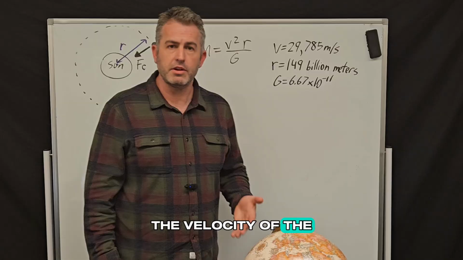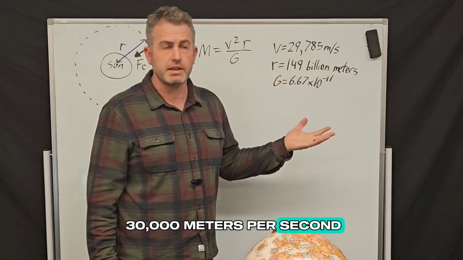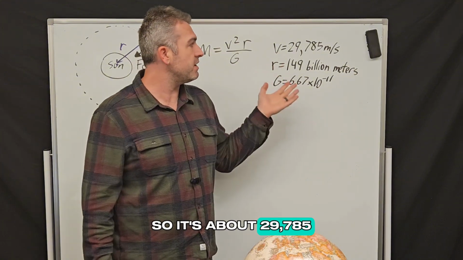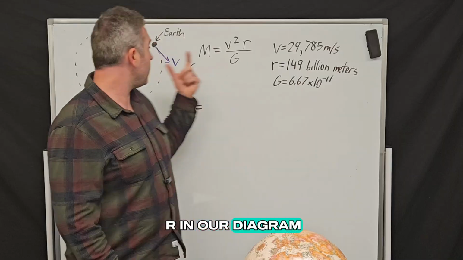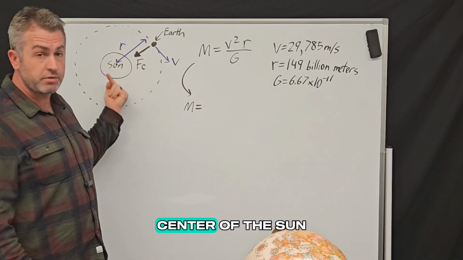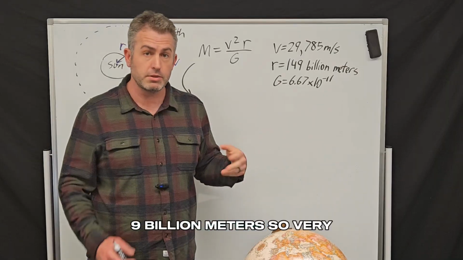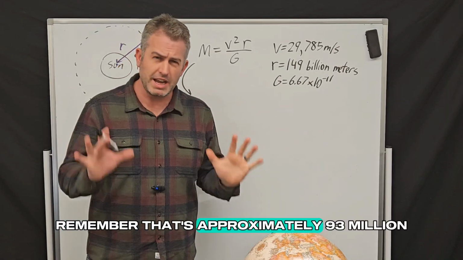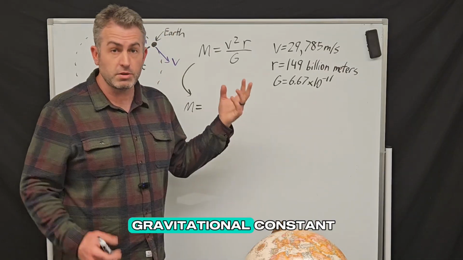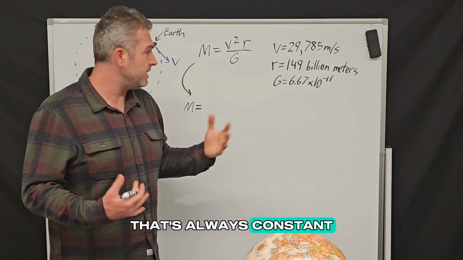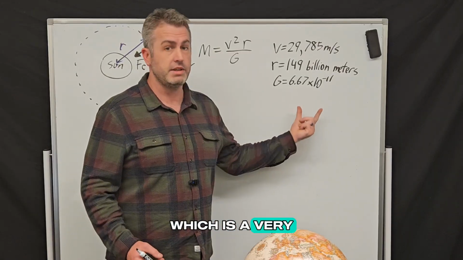The velocity of the Earth as it orbits the sun is a little under 30,000 meters per second. So it's about 29,785 meters per second, very fast. The r in our diagram, the distance between the center of the sun and the center of the Earth, is about 149 billion meters. So very, very far away. Remember, that's approximately 93 million miles away. And G, the universal gravitational constant, that's always constant. It is 6.67 times 10 to the minus 11th power, which is a very tiny number.